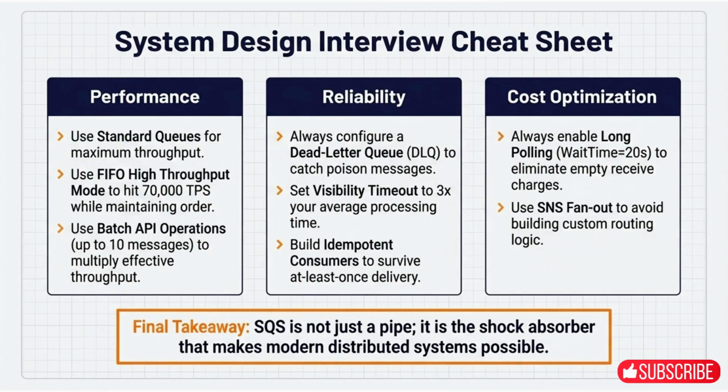For reliability, make consumers idempotent. Choose a visibility timeout from measured processing behavior and attach a dead letter queue for poison messages. For cost and latency, use long polling, commonly the 20-second maximum, and avoid empty polling loops. Use SNS with multiple SQS queues for fan-out. The interview takeaway is this: SQS is not merely a pipe. It is the durable shock absorber that decouples and protects distributed systems.